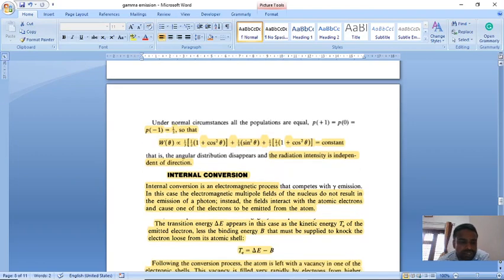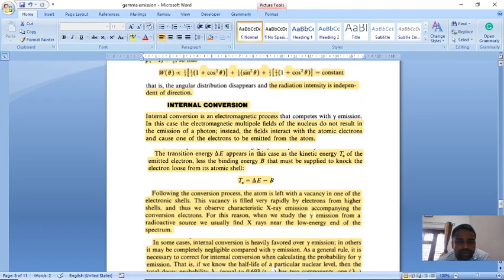And internal conversion. Internal conversion is an electromagnetic process that competes with gamma emission. In this case, the electromagnetic multipole fields of the nucleus do not result in the emission of a photon. Instead, the fields interact with the atomic electrons and cause one of the electrons to be emitted from the atom.